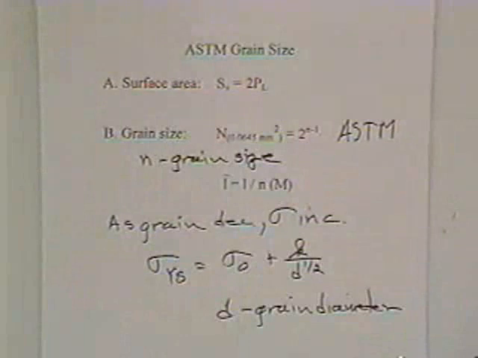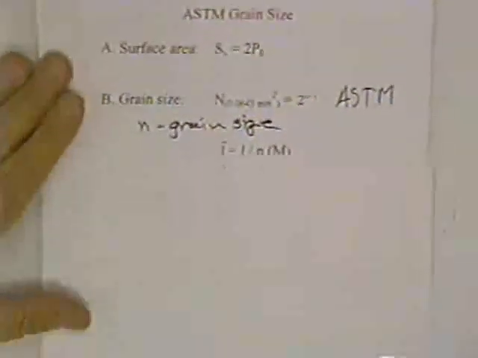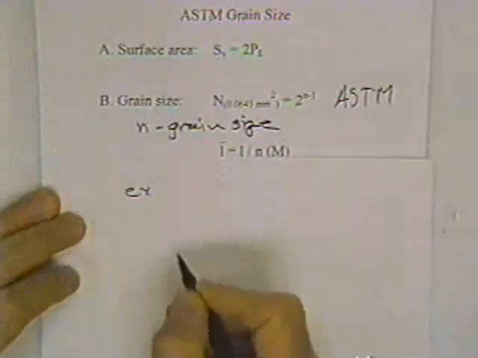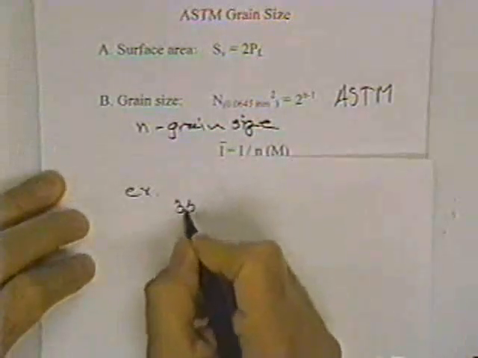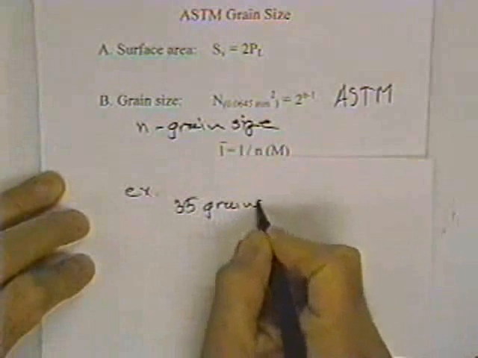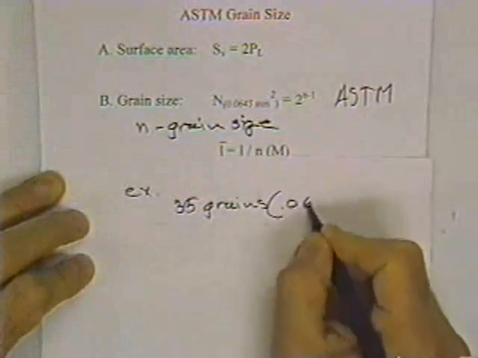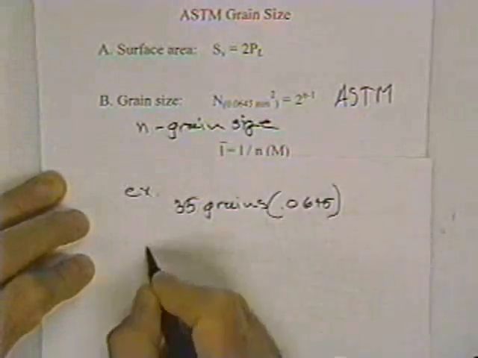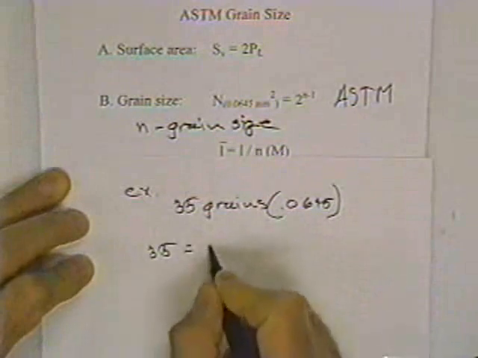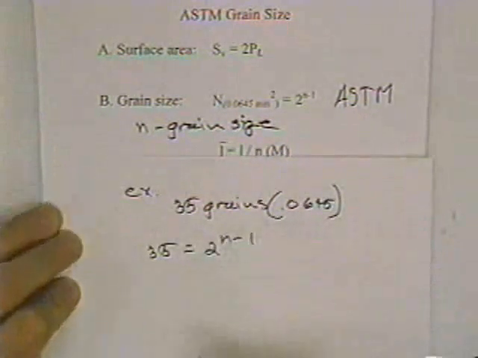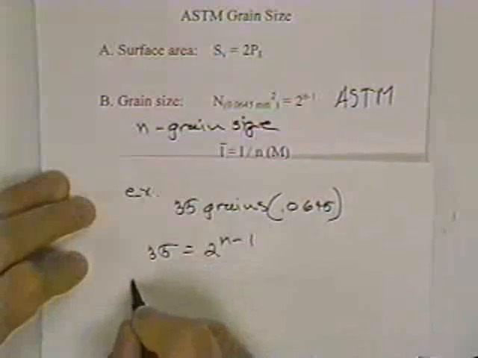And let's say, for example, that there would be 35 grains at 0.0645. So we'd have 35 is equal to 2 to the n minus 1. Go ahead and solve that.